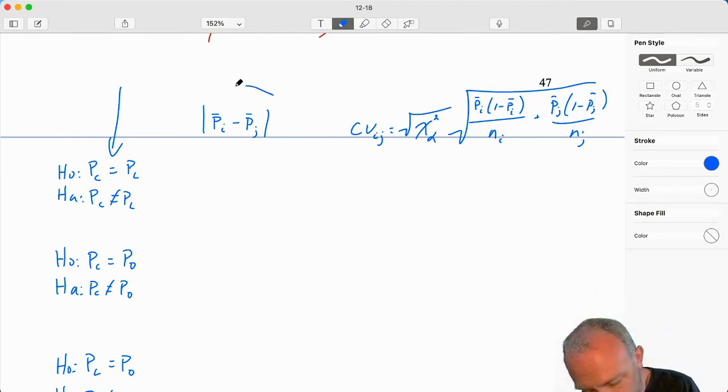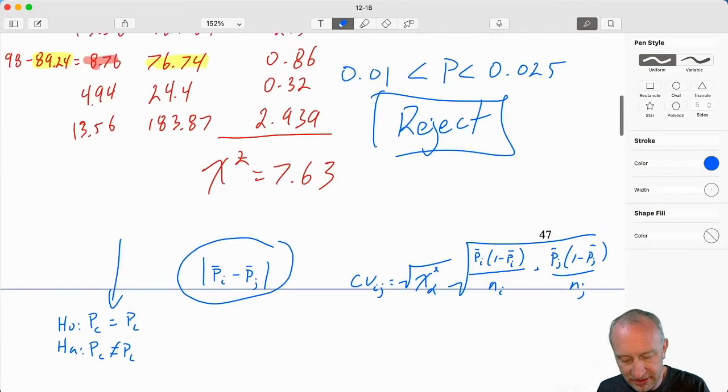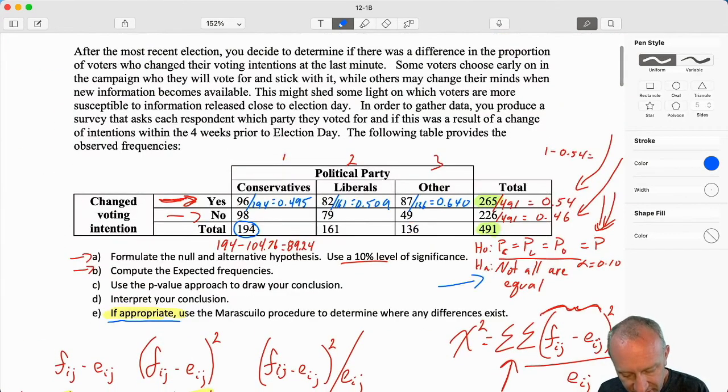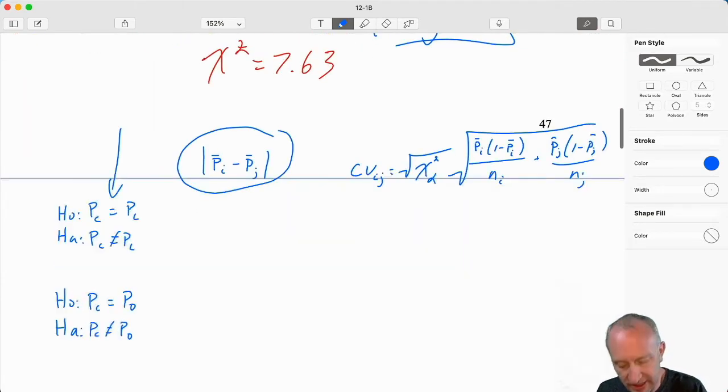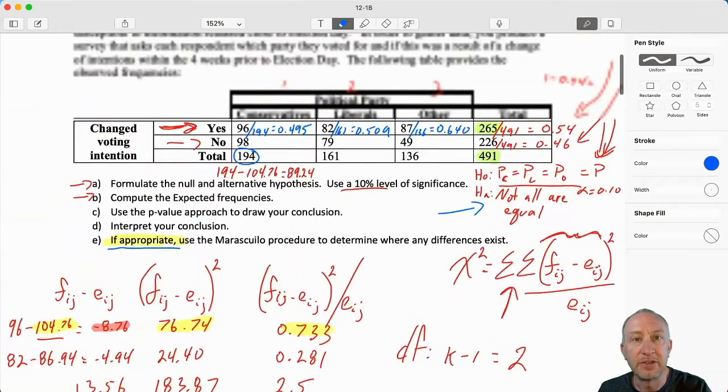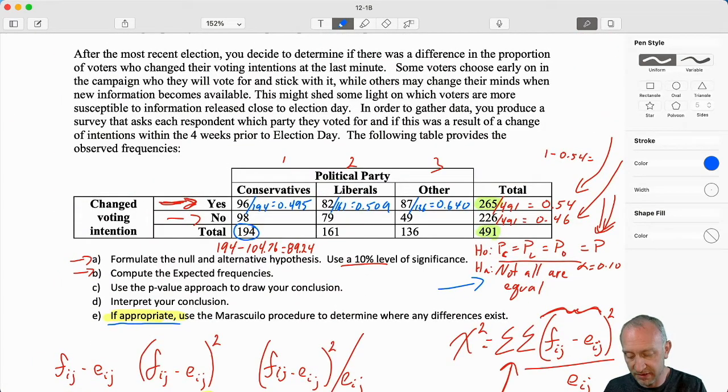So we'll start off with these values here. Comparing conservatives and liberals, that's 0.495 minus 0.509. So that gives me a test statistic of 0.014. I do the same now comparing conservatives, 0.495, and other, 0.64.